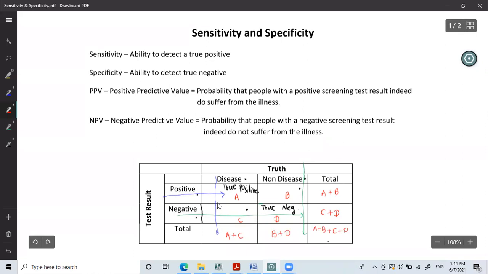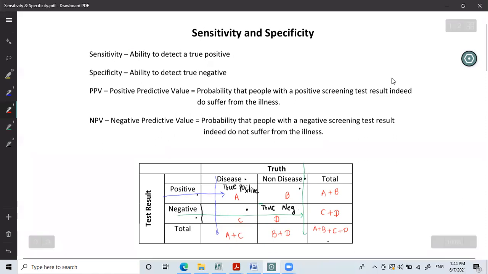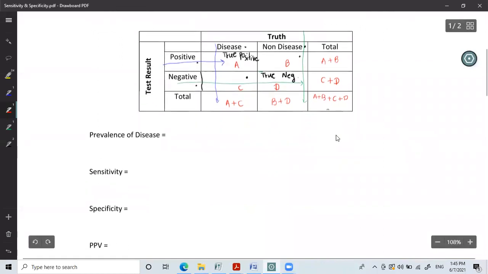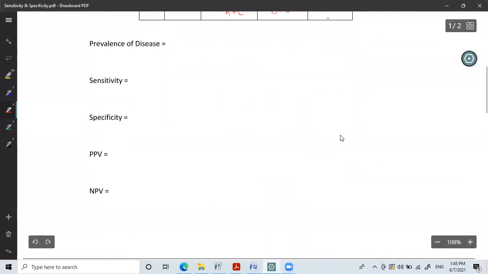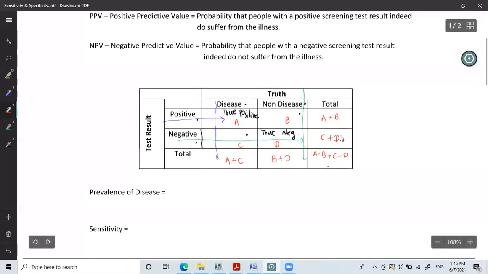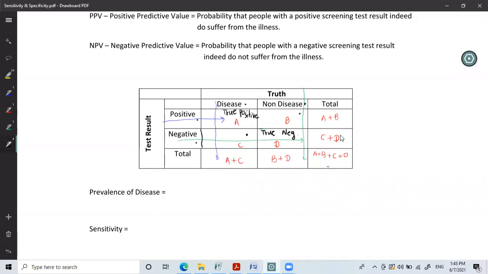Either it can be from the row totals, or it can be from the column totals. Now let's try to find how to get the sensitivity. So these are the four measurements: sensitivity, specificity, PPV, and NPV. And in addition to that, you can calculate the disease prevalence also. The disease prevalence means out of the total population or the sample, how many are actually suffering from the disease. Now, if you look at this table, where can you find the total for the sample or for the population?